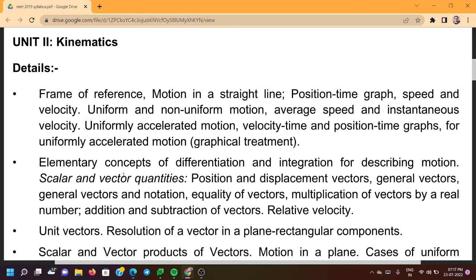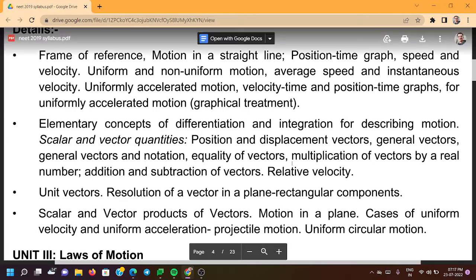Frame of reference. Motion in a straight line. Position-time graph. Speed and velocity. Uniform and non-uniform motion. Average speed and instantaneous velocity. Uniformly accelerated motion. Velocity-time and position-time graphs. For uniformly accelerated motion, graphical treatment. Elementary concepts of differentiation and integration for describing motion.